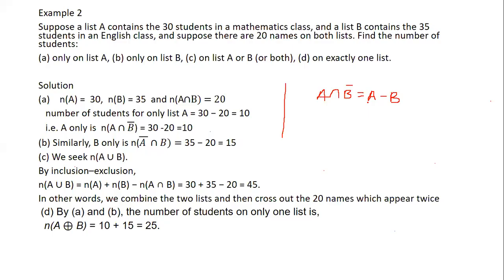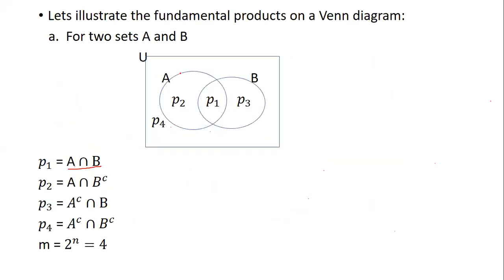Now look at something here. How many do you have in A? 30. So let's go back to the Venn diagram. Assuming this is 30, are you okay? Now this 30 is for P1 and P2. When you add P1 to P2, you get 30. That's the set of A.